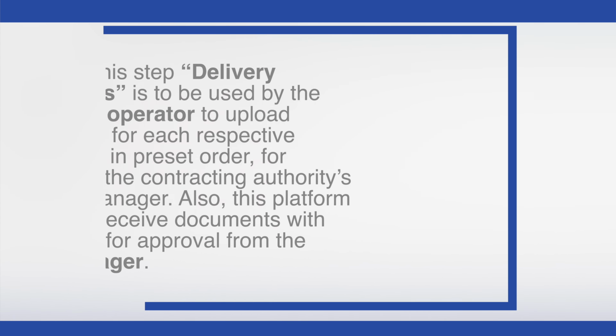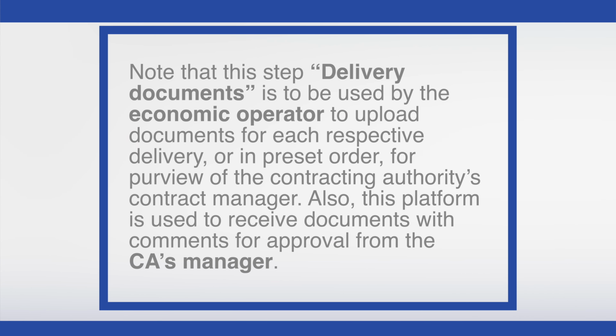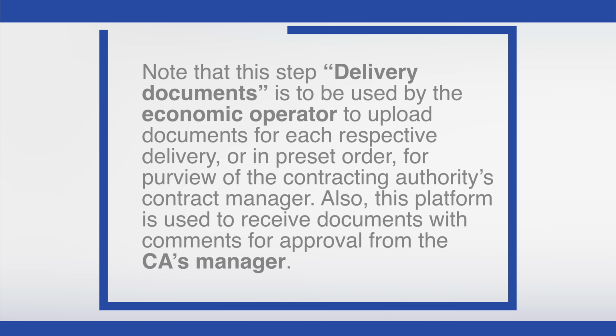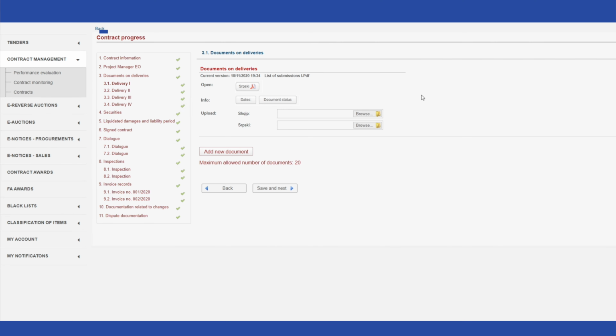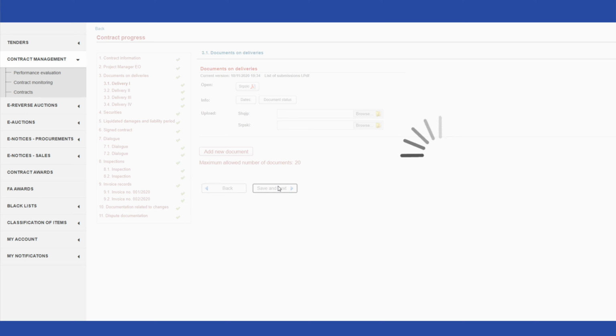Note that this step, Delivery Documents, is to be used by the economic operator to upload documents for each respective delivery, or in present order, or purview of the contracting authority's contract manager. Also, this platform is used to receive documents with comments for approval from the CA's manager. To continue to the next step, click on the Save and Continue button.